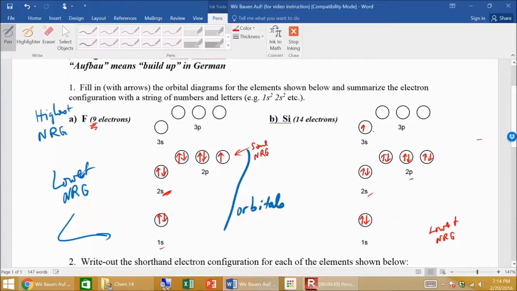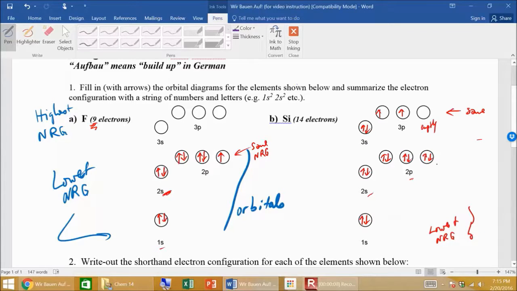11, 12. So always lowest energy, lowest energy. But now I have 3 that are the same energy. And in that case, I'll do 13 and 14, and I'll have an empty orbital here. And that's the electron configuration for silicon with 14 electrons.